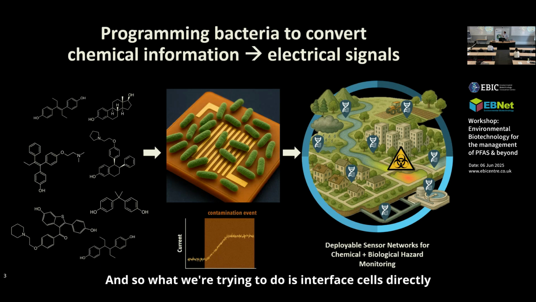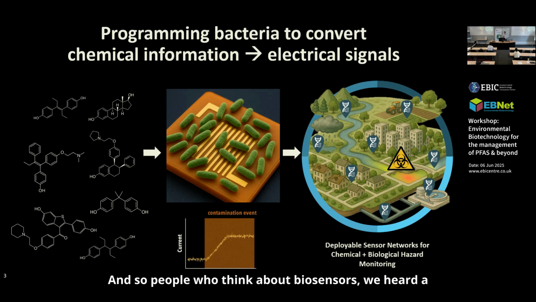And so what we're trying to do is interface cells directly with electrodes so they can generate electrical signals that can work in less transparent environments that are more challenging, with the idea of ultimately packaging these all together into devices that you can put out into your waterways to detect when a chemical hazard appears in this environment. So really trying to build deployable sensor networks out of these biological devices that we're building.